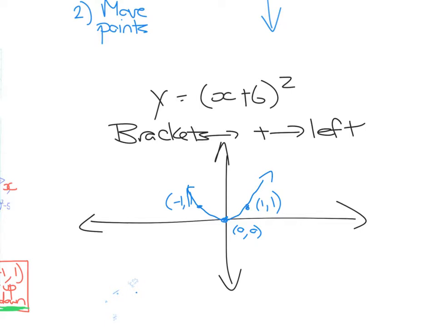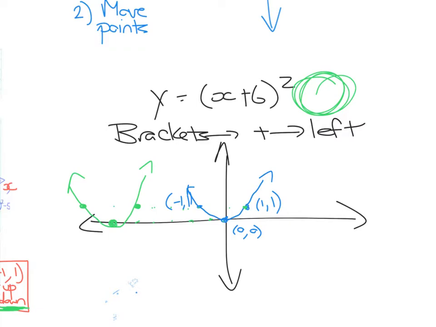Let's move each of these points 6 left. Starting with this one, 1, 2, 3, 4, 5, 6 left. Gets to here. We don't move it up and down because we don't have a number here. Then here, let's move this 6: 1, 2, 3, 4, 5, 6. And then this one, 1, 2, 3, 4, 5, and 6. We've moved it 6 left, and then we join it up.